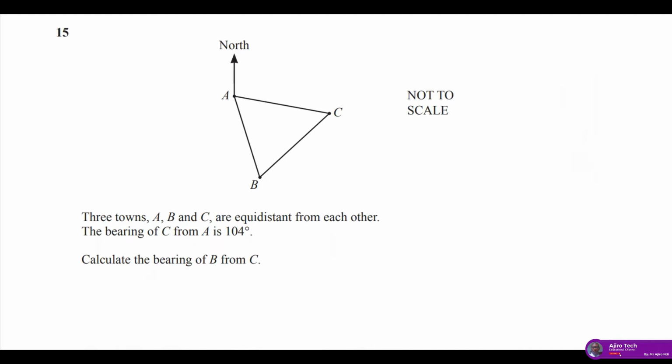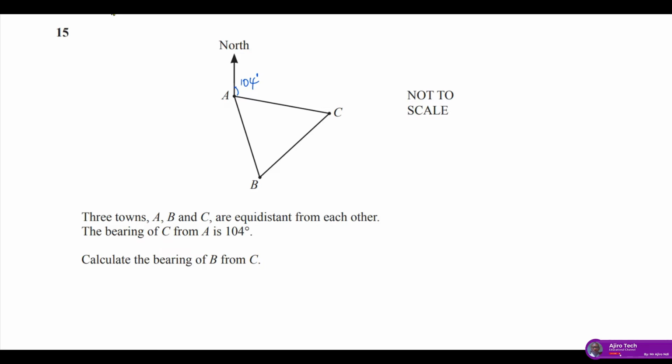Now this question. Three towns A, B, C are equidistant from each other. They have the same distance. The bearing of C from A is 104. So that means that this angle is 104 degrees. We calculate the bearing of B from C. Let us first find the bearing of C from B.